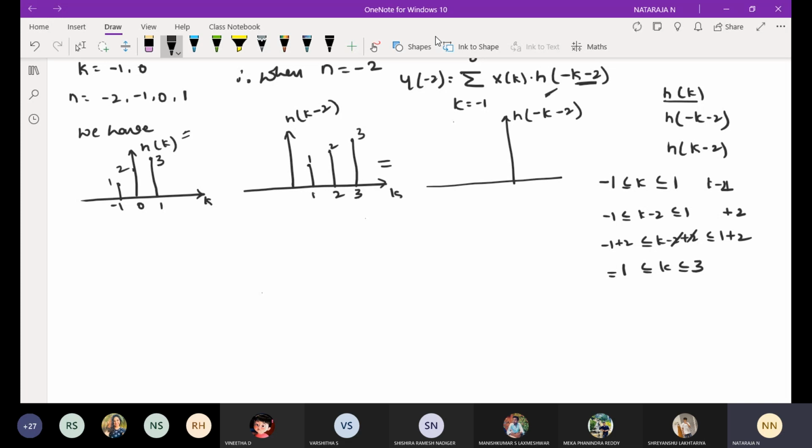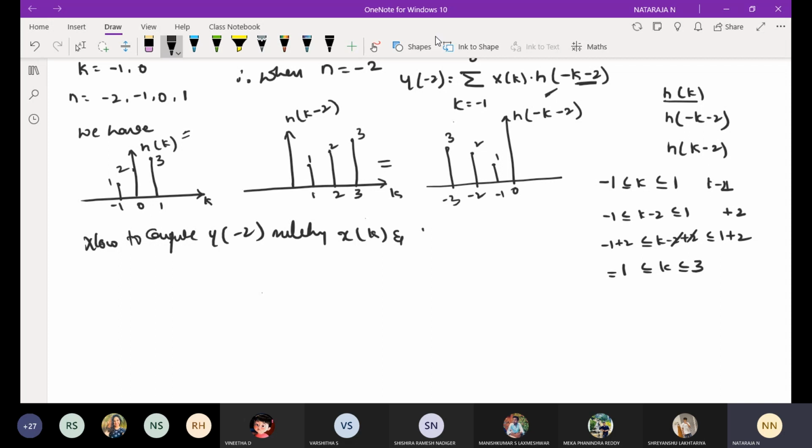The signal is at -1, -2, -3. At -2, 1. This will be 2 and this will be 3. Got everyone? Yes, sir. Now to complete, make a note here. To compute y of -2, multiply x of k and h of minus k minus 2.